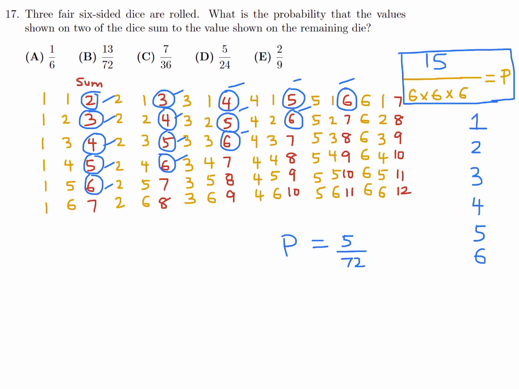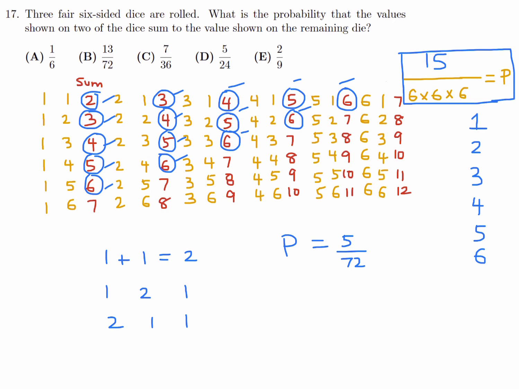I'll give you an example to illustrate. Let's say my first dice, I have a 1. My second dice, I have a 1. And my third dice that I roll, it gives a 2. 1 plus 1 does indeed equal 2. So that's a perfect scenario, right? But the question did not say it has to be in this order. It could also be like this, 1, 2, 1, or it could be 2, 1, 1. Notice the wording in the question. The value shown on 2 of the dice sum to the value shown on the remaining die.